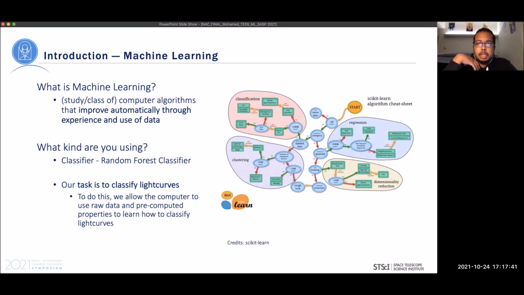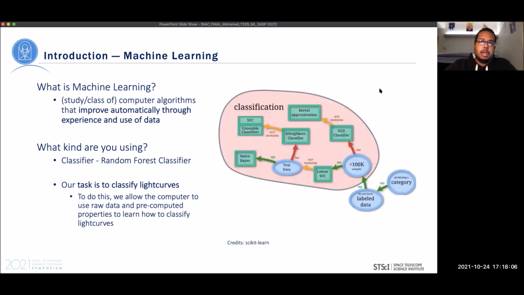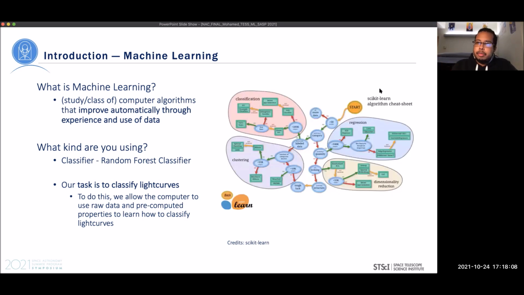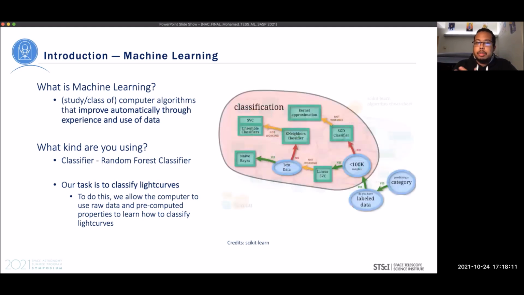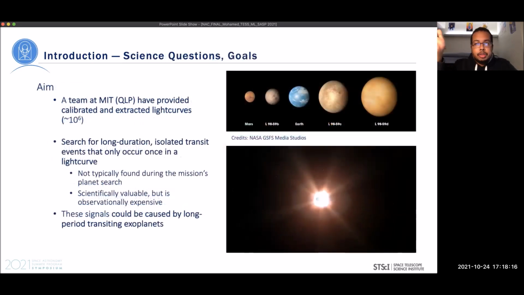To talk about our concrete science goal, we have all these light curves and we want to find exoplanets. So can we use a classifier, a machine learning classifier, to classify light curves as bearing a specific type of light curve that we care about? To do this, we use raw data, or more accurately, the data provided to us and pre-computed properties that we determine to classify these light curves. So you can just see here a map of different types of machine learning algorithms, and we're specifically focusing on classifiers.